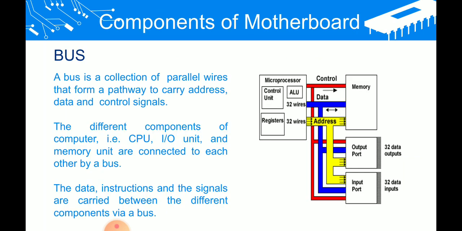So the last component of the motherboard is bus. A bus is a collection of parallel wires that form a pathway to carry address, data and control signals. Different components, that is CPU, input output unit and memory unit, are connected to each other by bus. Bus carries data, instructions and signals between different components.